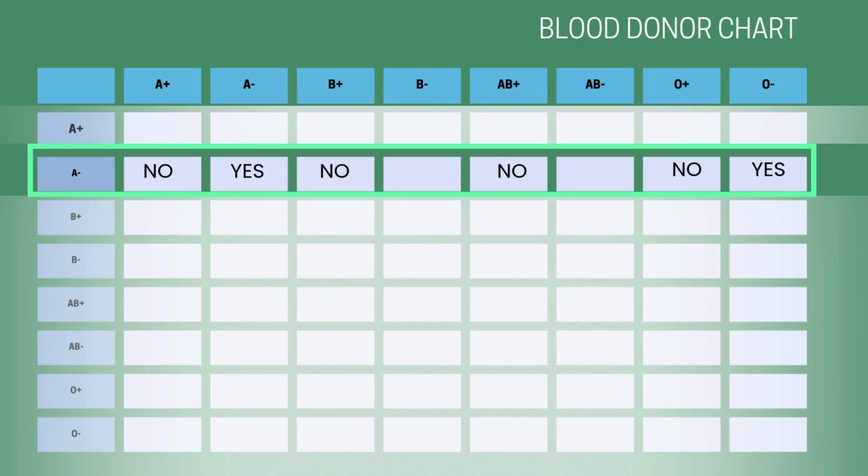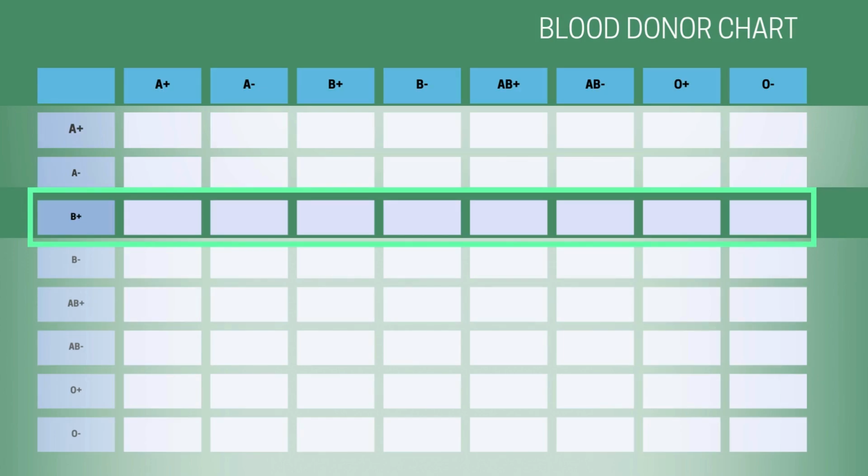And just like before, they can't receive blood from any type B or AB donor, whether positive or negative, because of the presence of the B antigen, which would react with their anti-B antibodies. So, to sum up, an A negative patient can receive blood from A negative and O negative donors only. Any blood with B antigens or the Rh antigen is off limits for this patient.